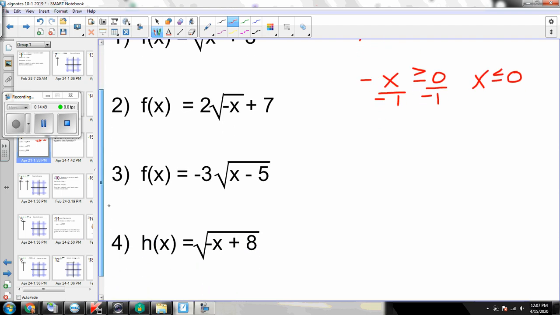On number 3, x minus 5 is under the radical.